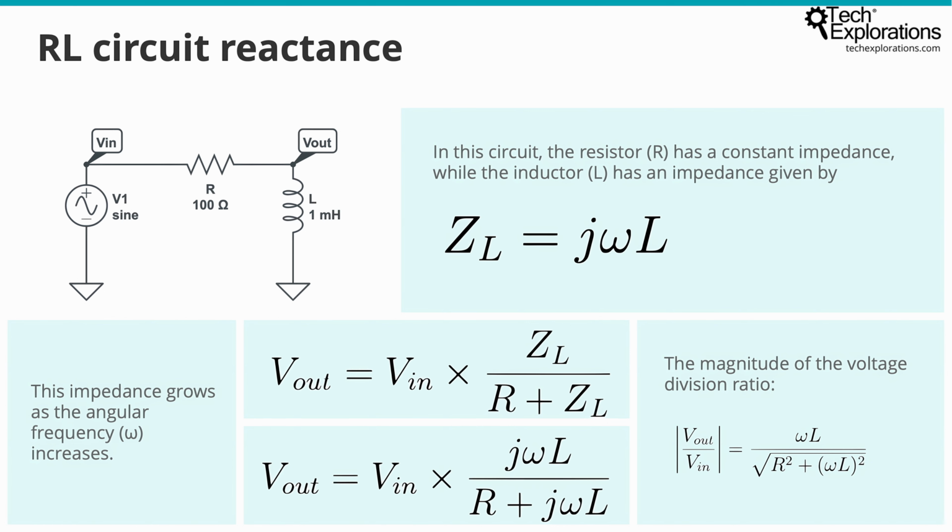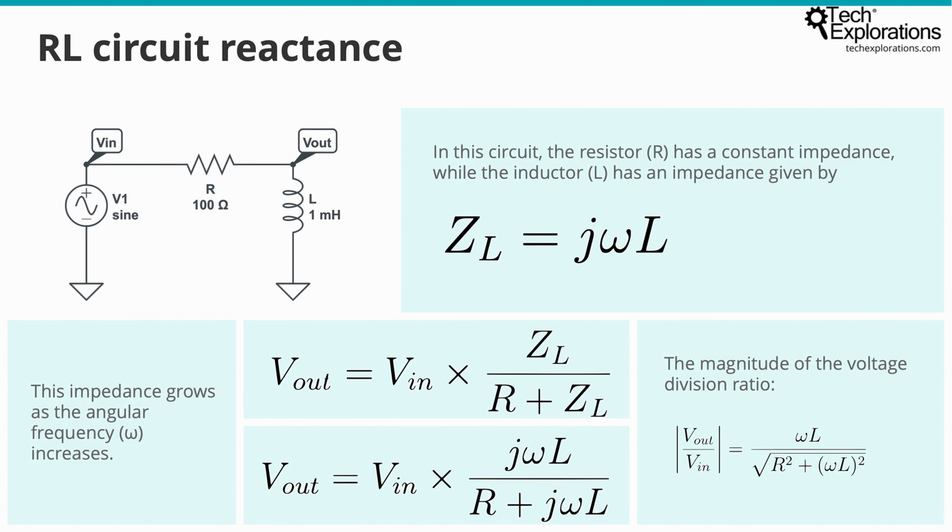This impedance grows as the angular frequency omega increases. In other words, inductors resist changes in current more strongly at higher frequencies. When the frequency is very low or close to zero, the inductor behaves almost like a short circuit, offering minimal opposition to current. But at very high frequencies, the inductive reactance becomes large, impeding the current flow significantly.